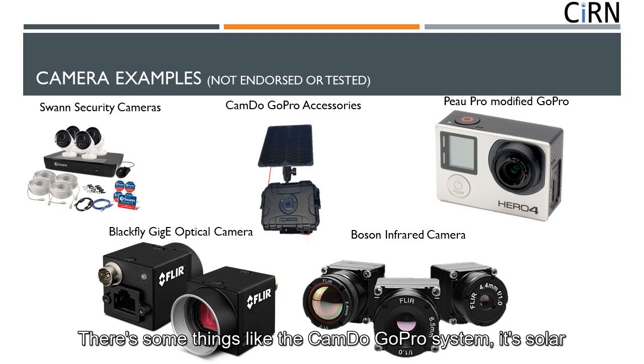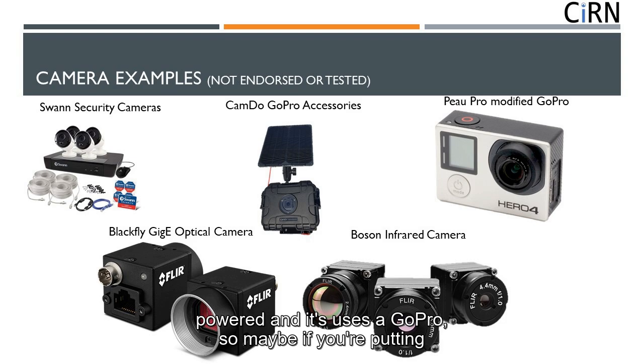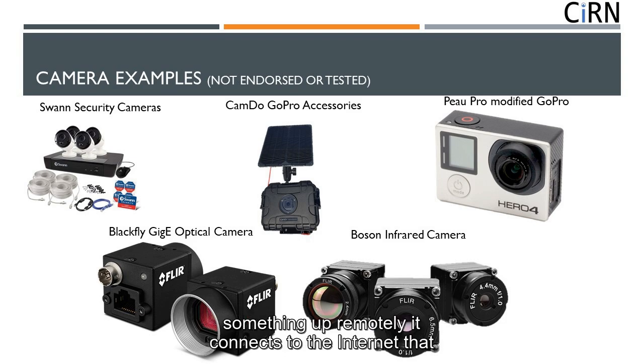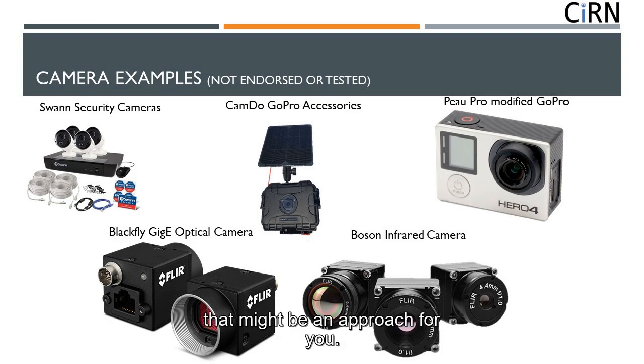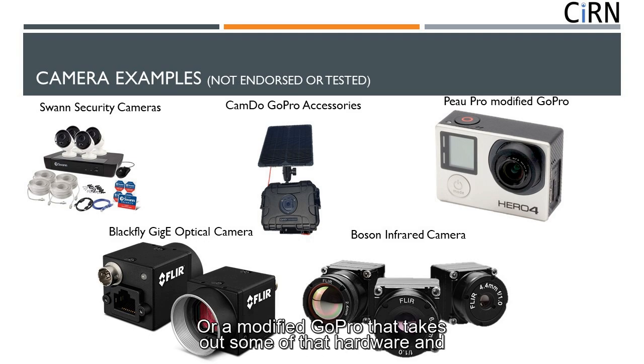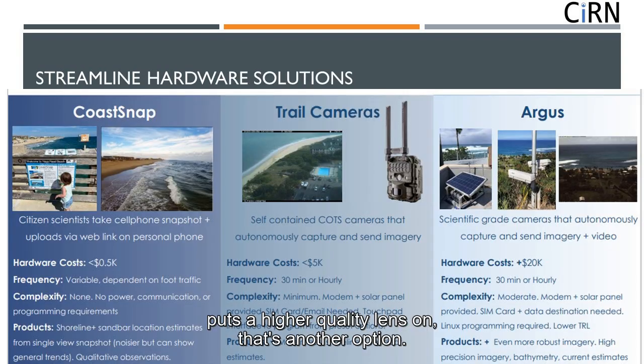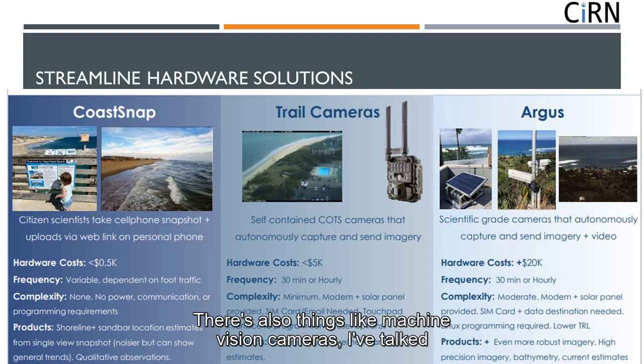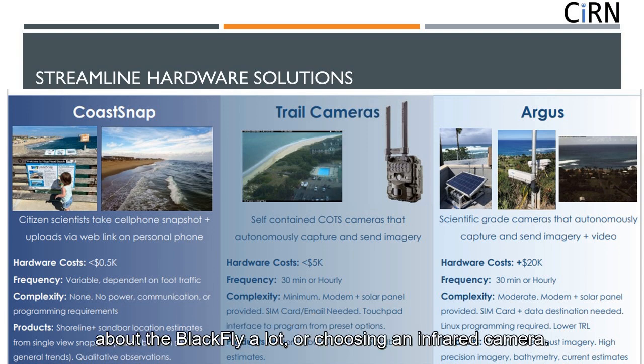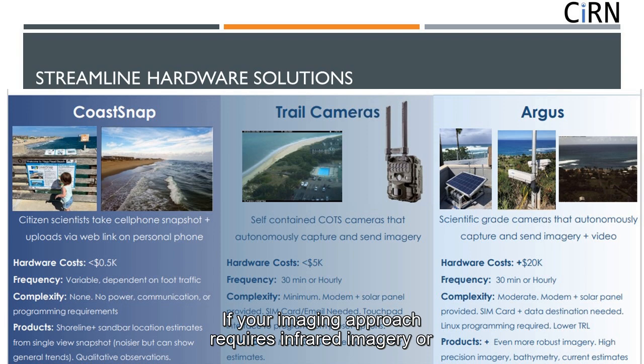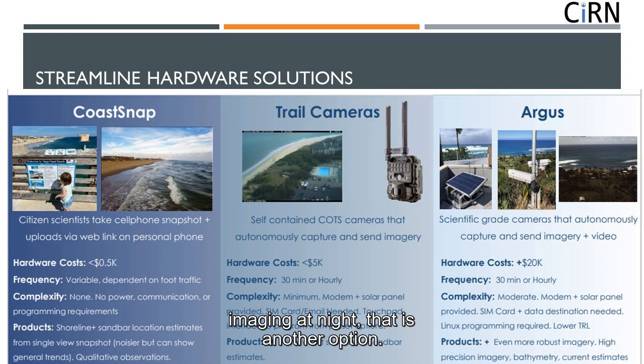There's some things like the CamDo GoPro system. It's solar powered and it uses a GoPro. So maybe if you're putting something up remotely, it connects to the internet. That might be an approach for you, or a modified GoPro that takes out some of that hardware and puts a higher quality lens on. That's another option. There's also things like machine vision cameras. I've talked about the Blackfly a lot, or choosing an infrared camera. If your imaging approach requires infrared imagery or imaging at night, that is another option.